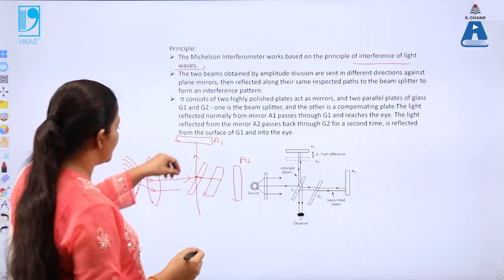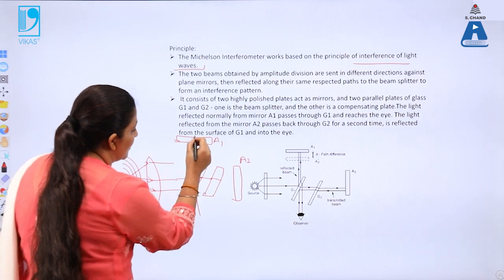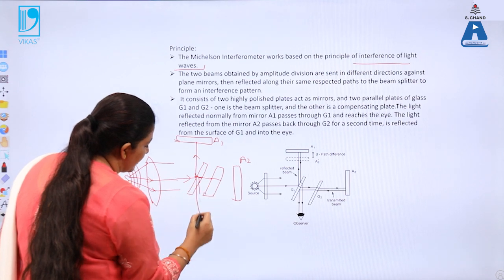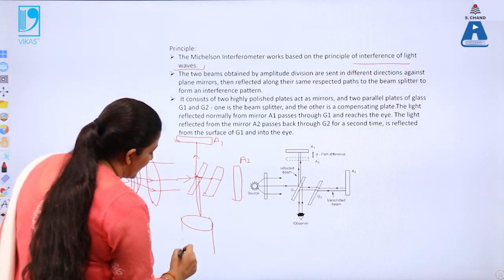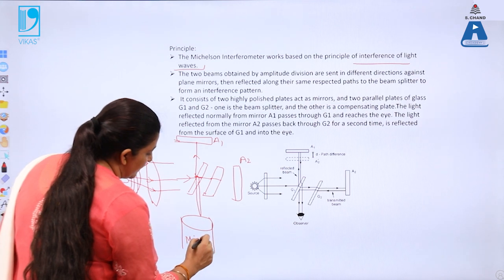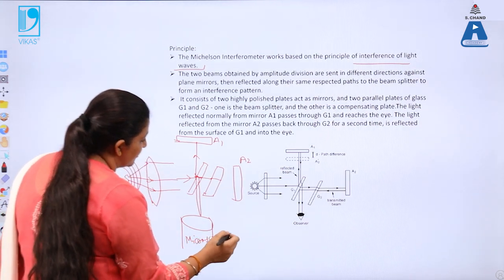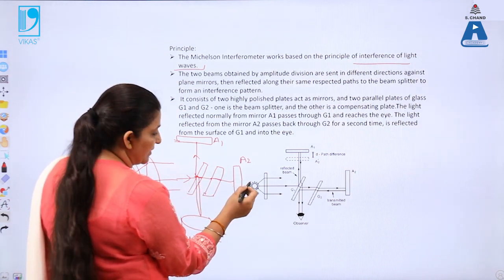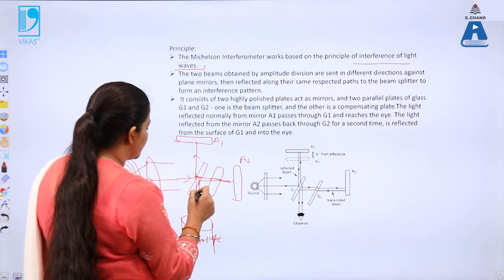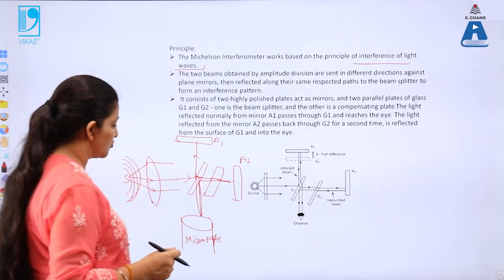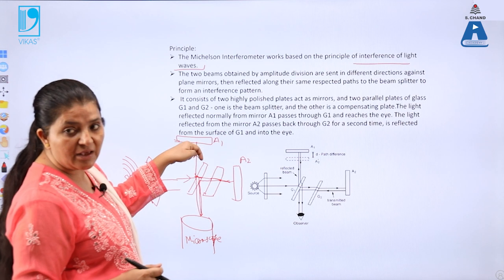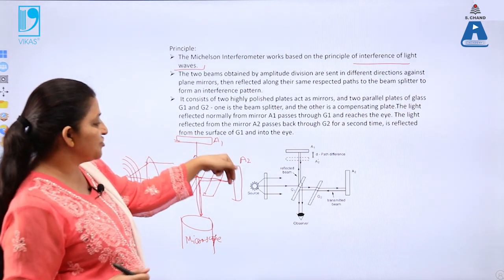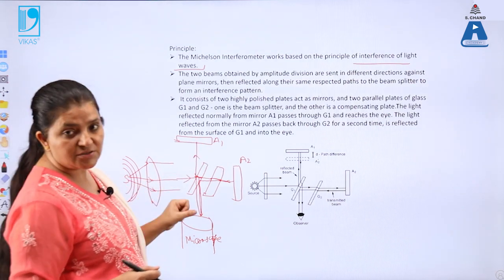The light from these two mirrors is reflected and goes back. After that it is reflected back and passes through this glass plate, and here we get the interference pattern. The microscope is used in order to get the interference pattern. The light from mirror A1 and from mirror A2 both superimpose on each other to give the interference pattern over here.